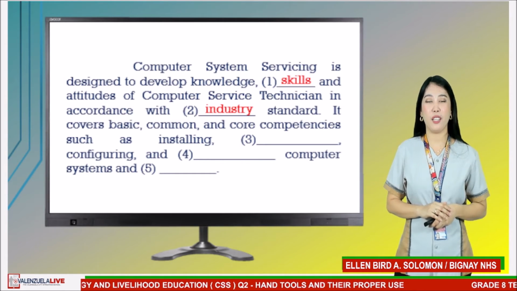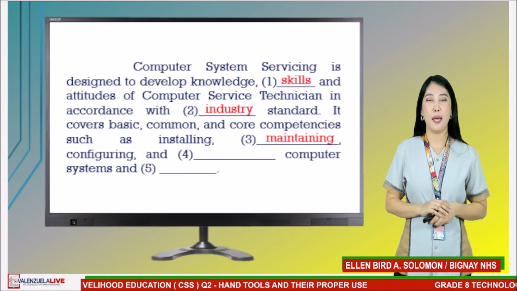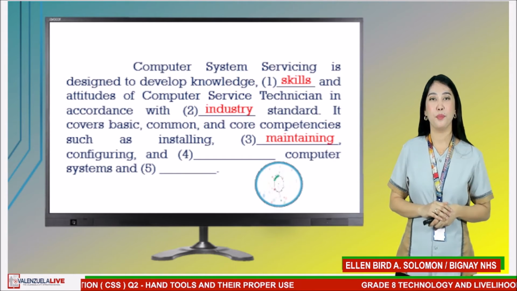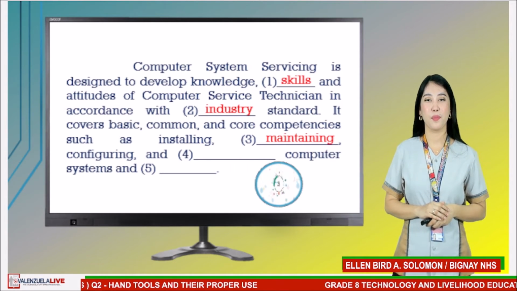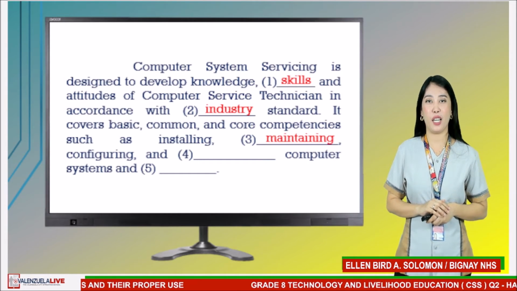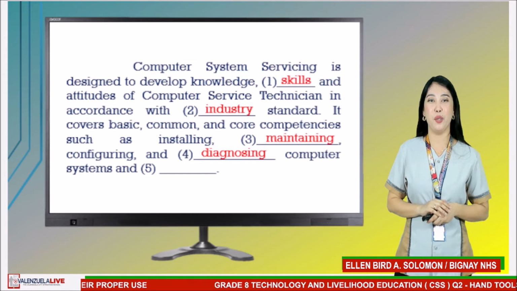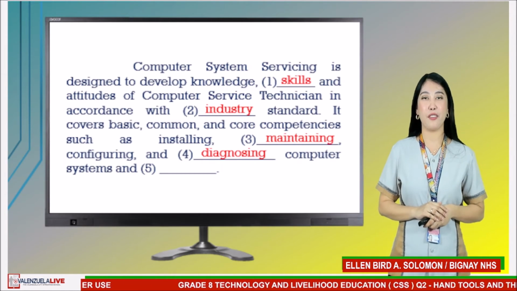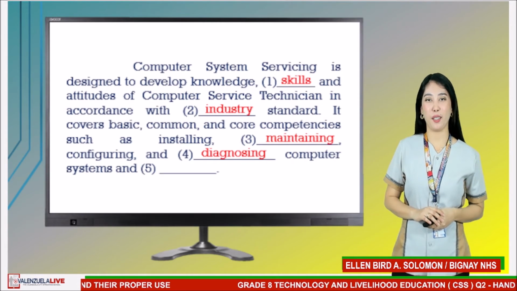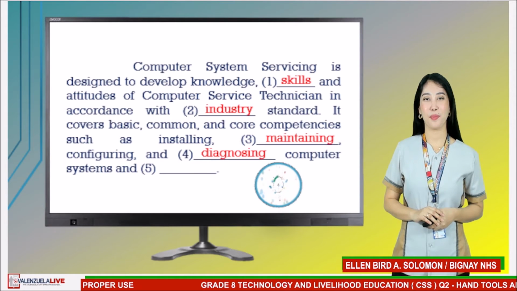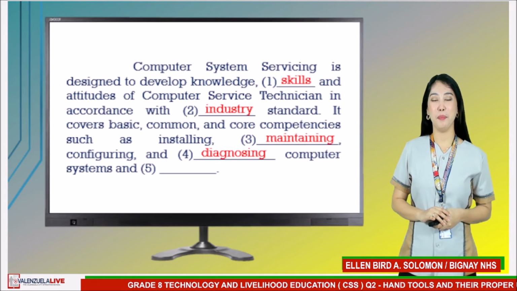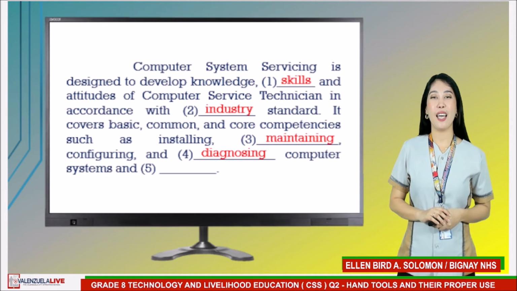Okay, so for number 3, the correct answer is maintaining. Very good. Let's have number 4. Okay, for number 4, if your answer is diagnosing, then you are amazing. Let's have the last one. For number 5, your 5 seconds start now. Okay, time is up. The correct answer is networks.